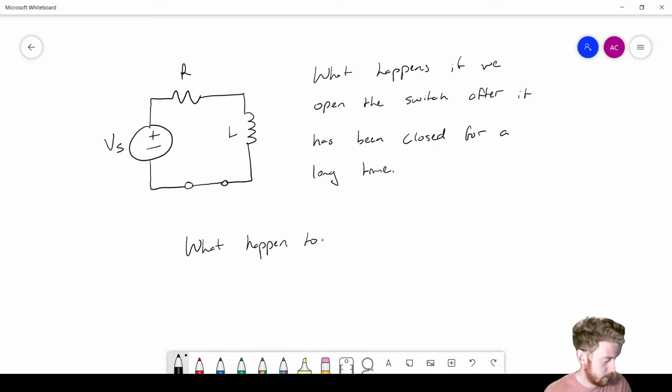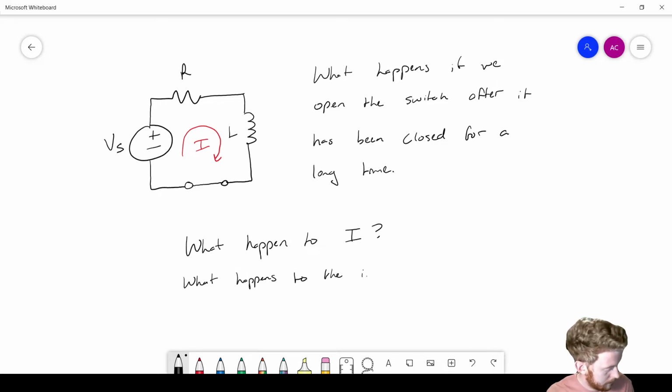Okay, and let me label the current here. What happens to the current, I? Okay, and then I'm also going to ask, what happens to the inductor's voltage?